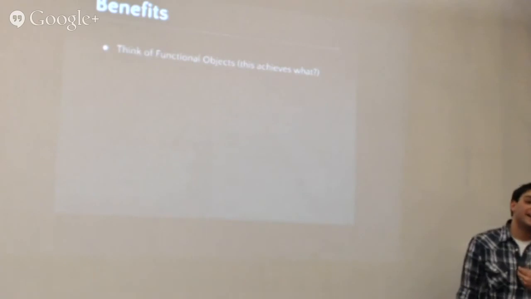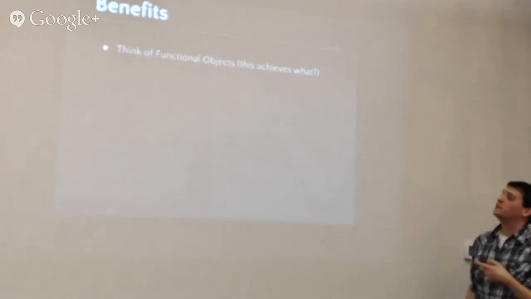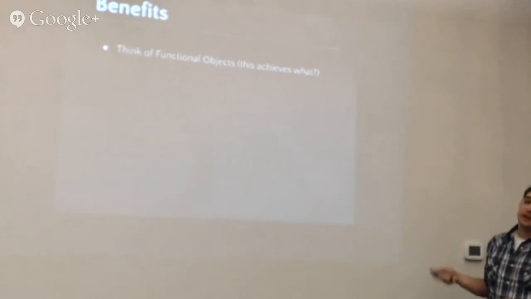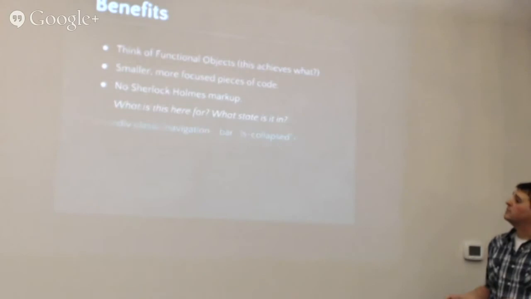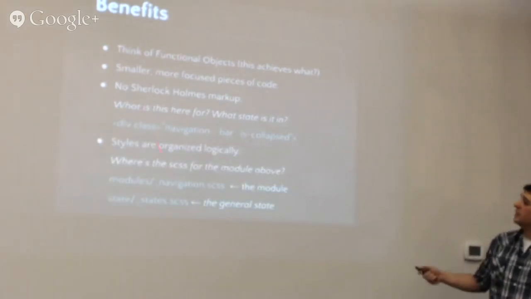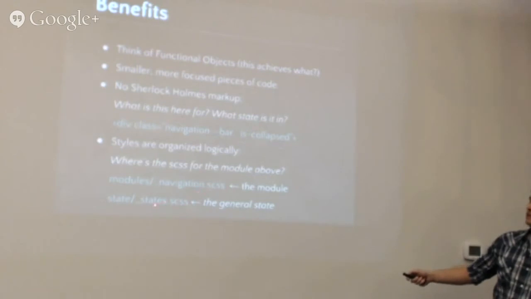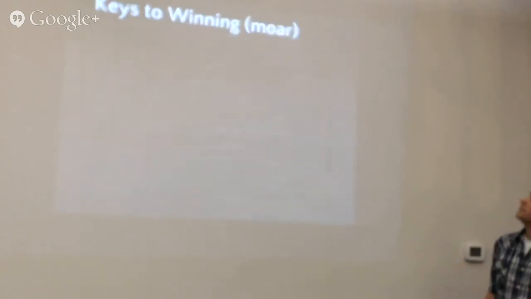Right. So let me run through a couple of cool benefits of this that we already talked about a bit. Think about functional objects, smaller, more focused pieces of code. This is basically the same as the last slide. But you know, the navigation bar is collapsed. It's not a mystery. This is where that is. This is where the state is. It's not hard to figure things out.